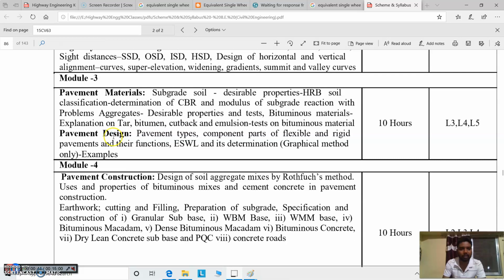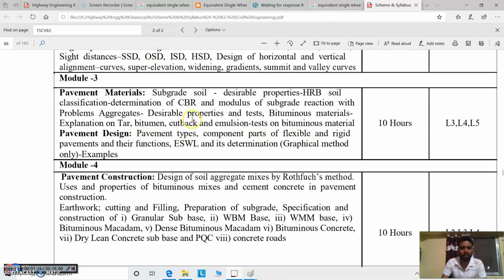Similarly, in module number 3, as far as pavement design is concerned, we have to study the equivalent single wheel load, that is, the equivalent single wheel load and its determination by using a semi-log graph, right? Before going to this equivalent single wheel load, we need to know the pavement types and component parts of flexible and rigid pavements and their functions, right?